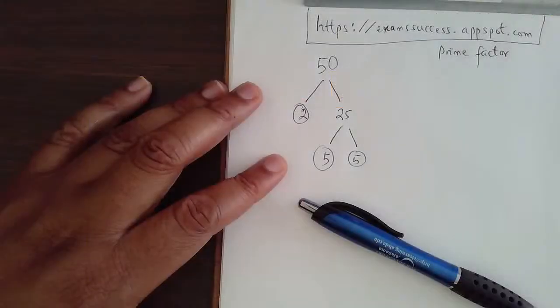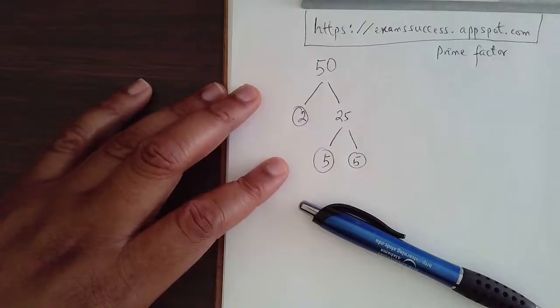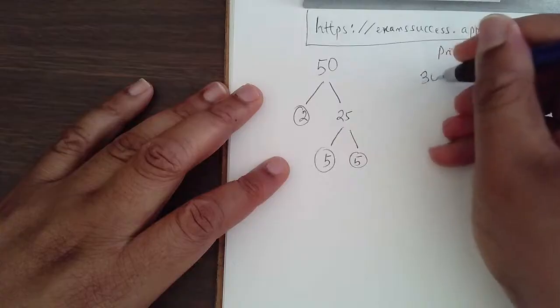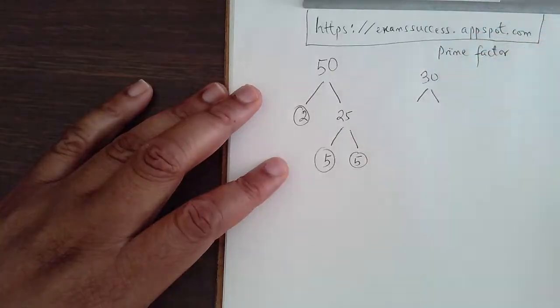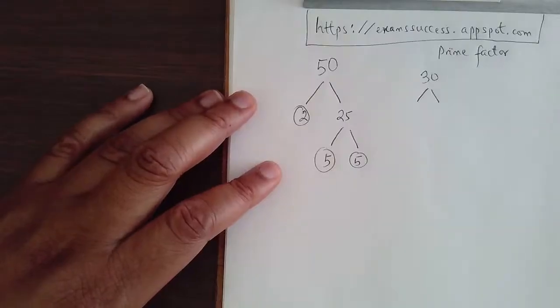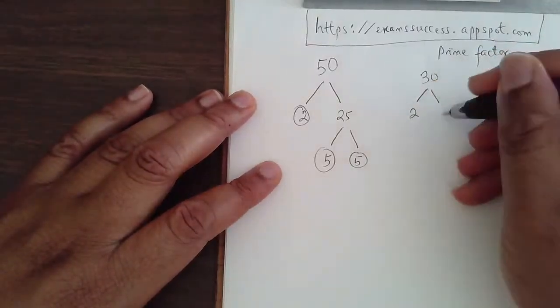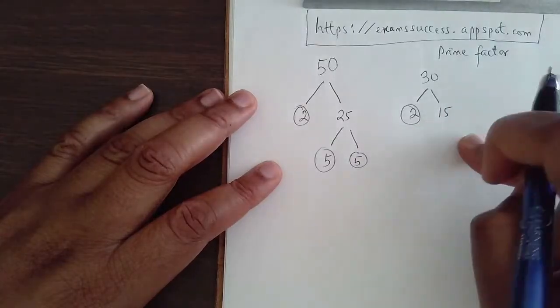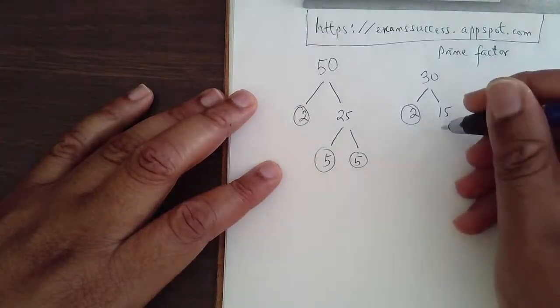Let's get back to this. So the next one is 30, and the other one is 70. So for 30, 2 is a prime number, and 2 is also a factor of 30. So this will be 2 and 15. 15 is a composite. It's not a prime. I break this down again.